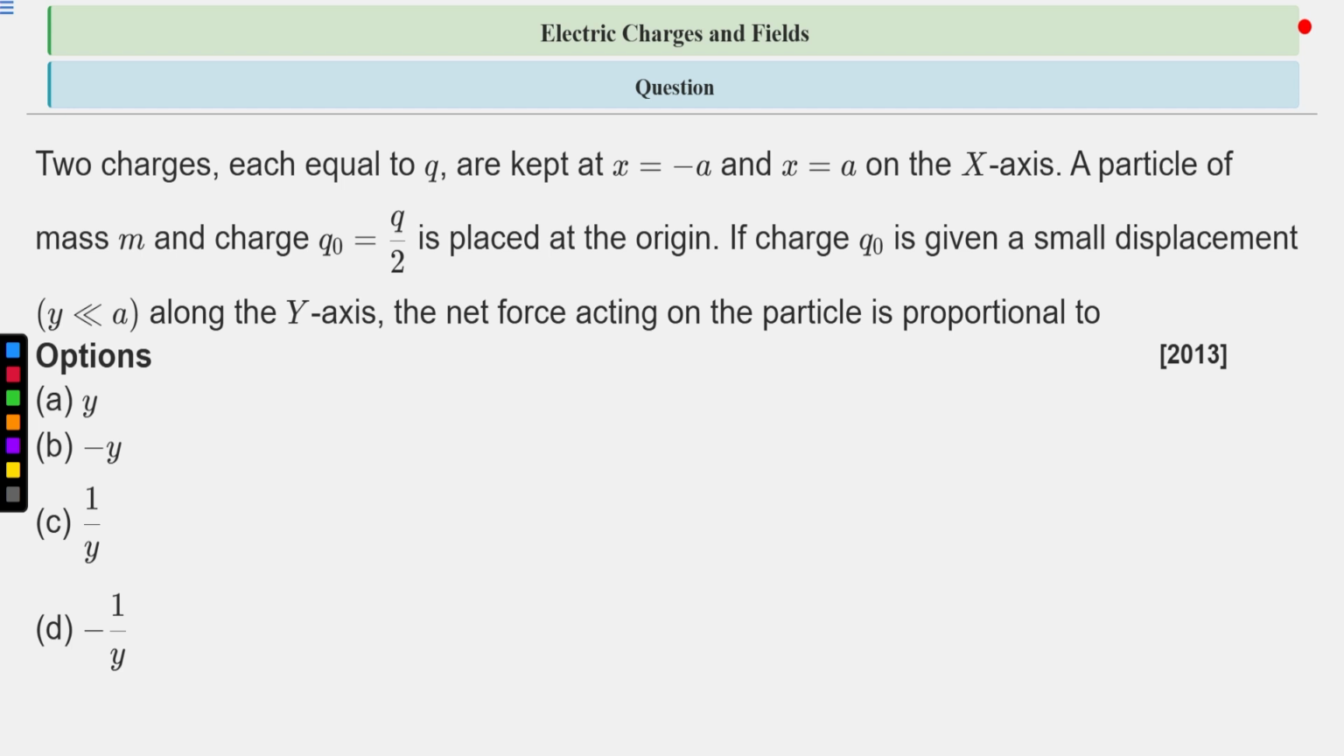So two charges are placed, one at x equal to minus a and one at x equal to a on the x-axis, and one charge q naught equal to q by 2 is placed at the origin. That is, the charge on this particle of mass m is half the charge of the other two. If q naught is given a small displacement y, much less than the distance of separation, the net force acting on the particle is proportional to. The options are y, minus y, 1 by y, or minus 1 by y. I will give you some time to think about it.